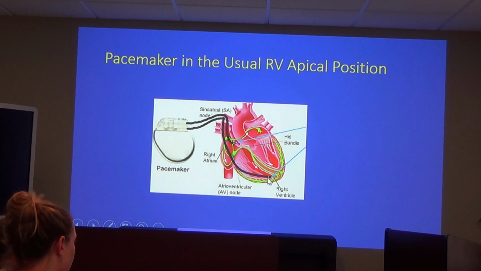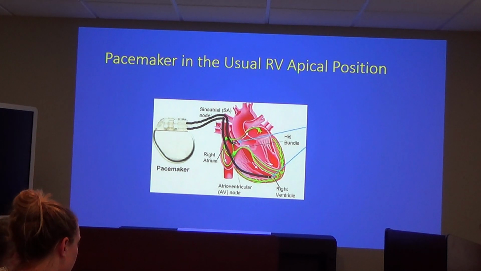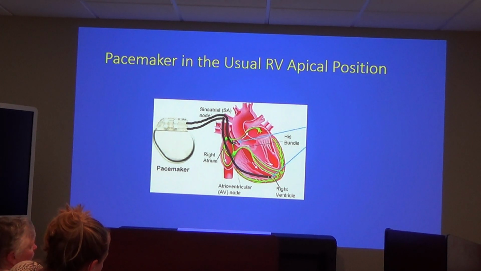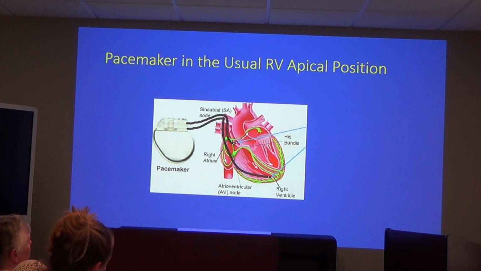The ventricular lead is usually in the right ventricle. It's near the apex usually, not always. It's in the apex, and the right ventricle is in front of the left ventricle. So typically, what you'll see is the QRS is wide, it's leftward, it's upward, and it's backwards. Why did I say that? Well, I'll show you.